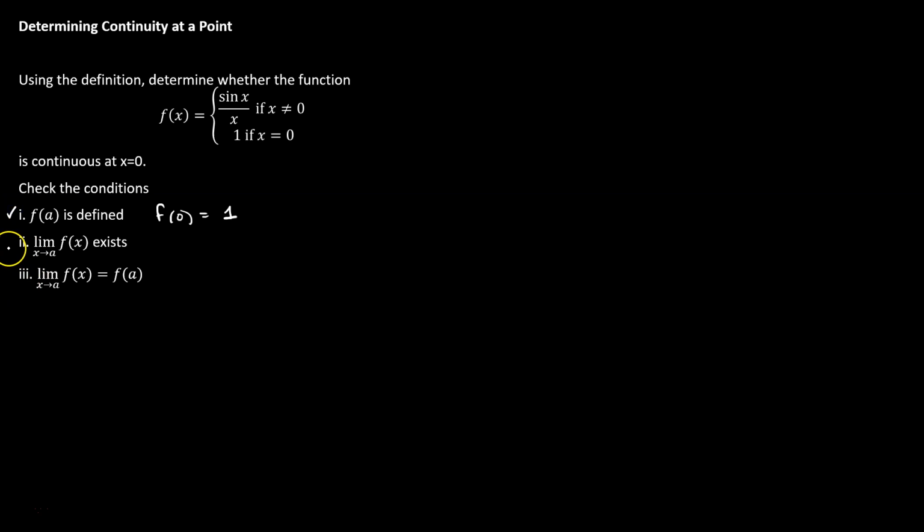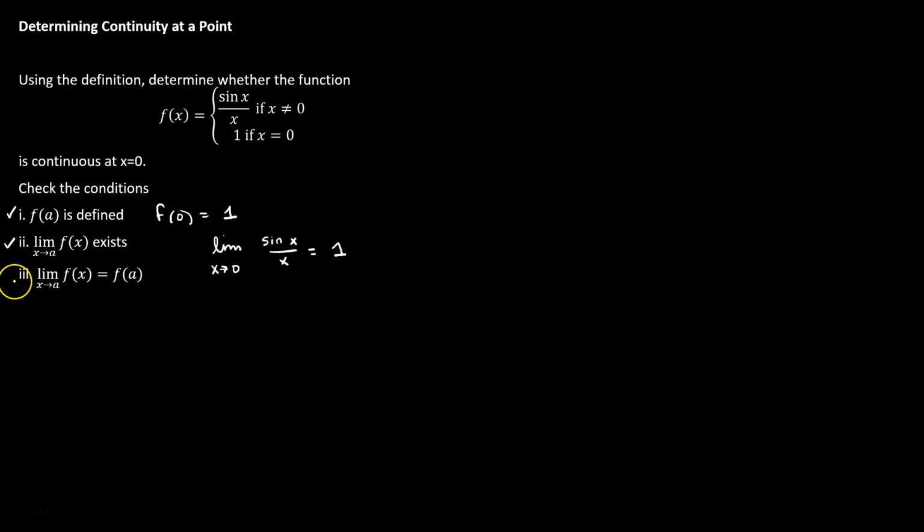Second condition, does the limit exist? Well, in the last section, we spent quite a bit of time showing the limit as x approaches 0 from both sides for the function sin x over x. This is a very important limit from the last section. We said that that is equal to 1. So we know the second condition is met.